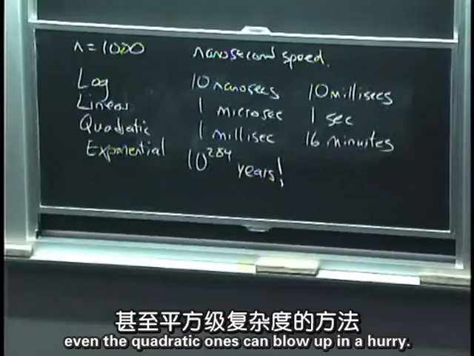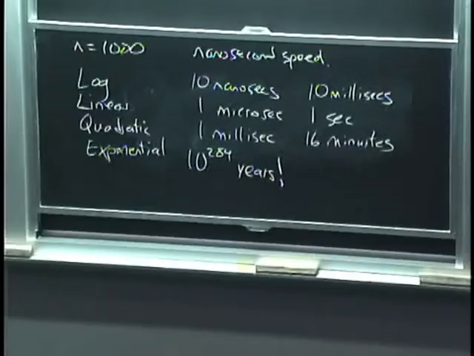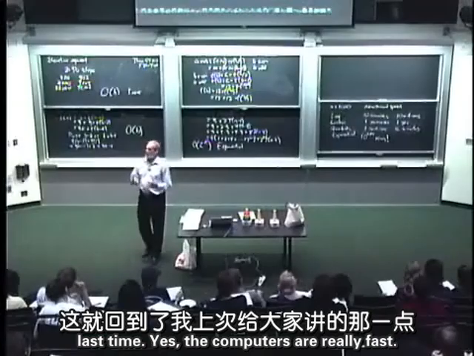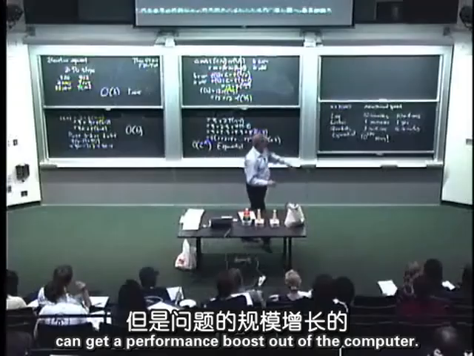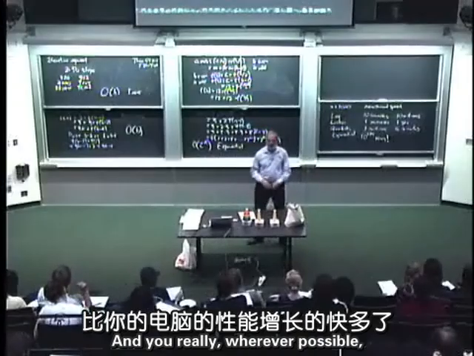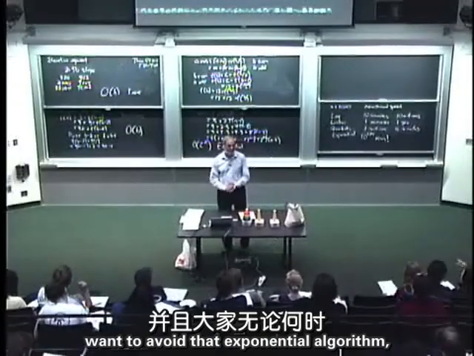And this goes back to the point I tried to make last time. Yes, the computers are really fast, but the problems can grow much faster than you can get performance boost out of the computer. And wherever possible, you want to avoid that exponential algorithm, because that's really deadly.